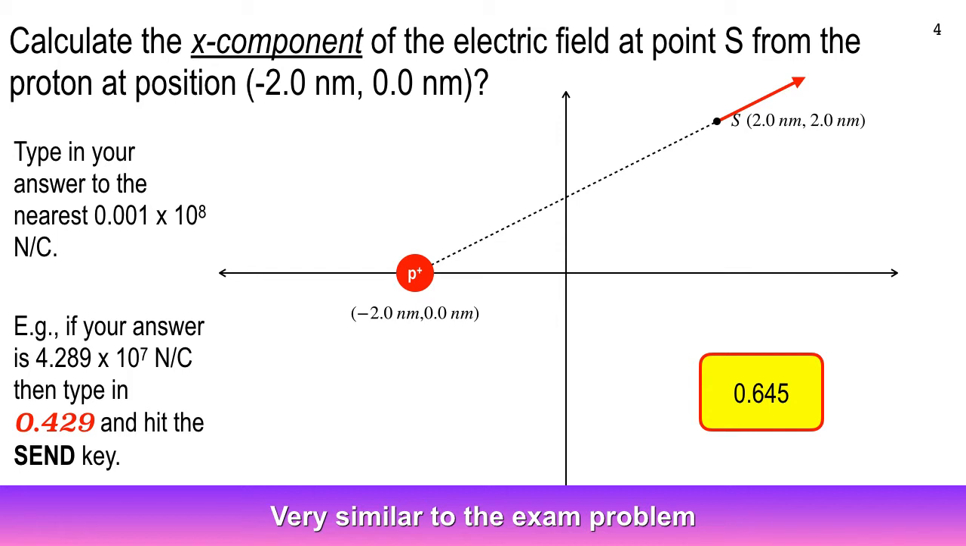Yeah, so go ahead, switch over to document camera. Here's the rest. For those of you that are still struggling a little bit, we're going to keep working on this kind of a task. Here's the x component: 2 over square root 5 times whatever the magnitude is. That works out to 6.448 times 10 to the 7, or 0.645 times 10 to the 8 newtons per coulomb.